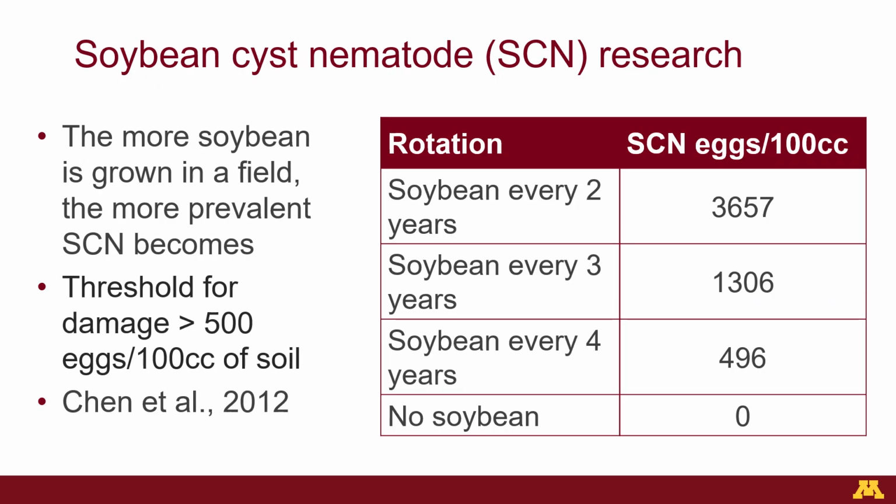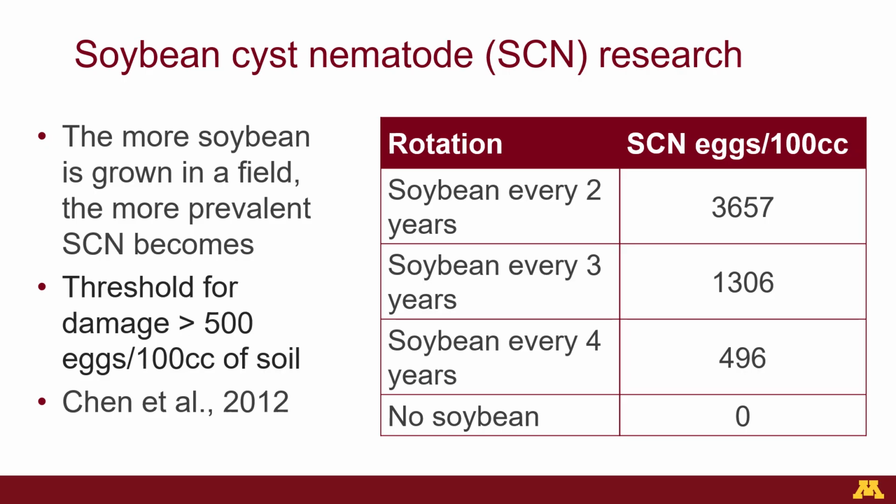The more soybean is grown in a field, the more prevalent soybean cyst nematode becomes. In research conducted in organic fields in Minnesota, the number of soybean cyst nematode eggs was examined in different lengths of rotation. With 500 eggs per 100 cubic centimeters of soil as the threshold for damage, it was found that soybean cyst nematode reached damaging levels when soybean was grown every other or every 2 years in rotations.